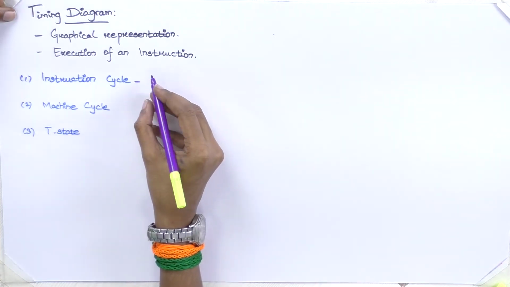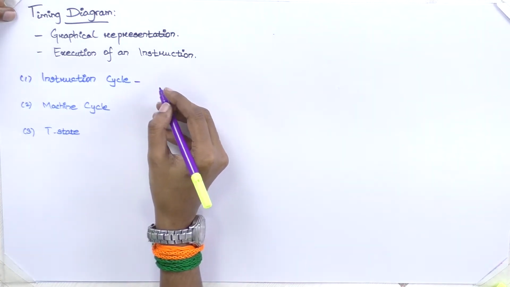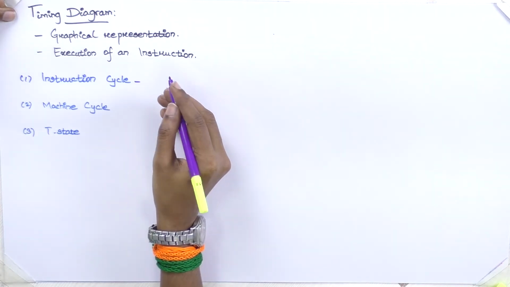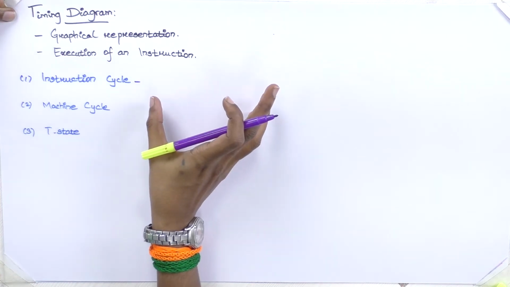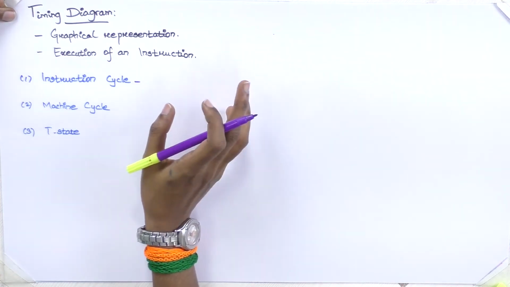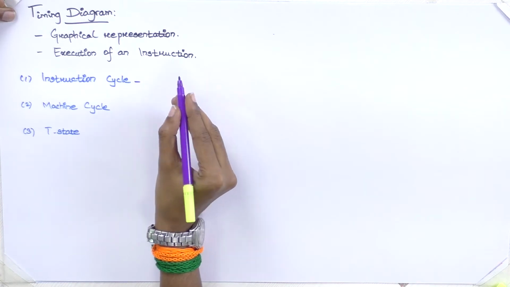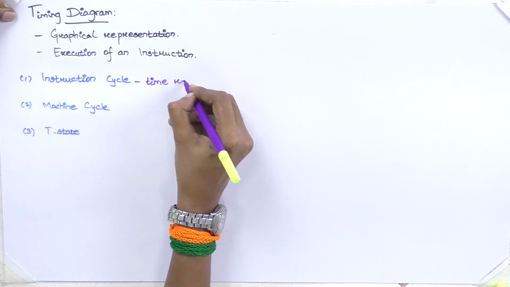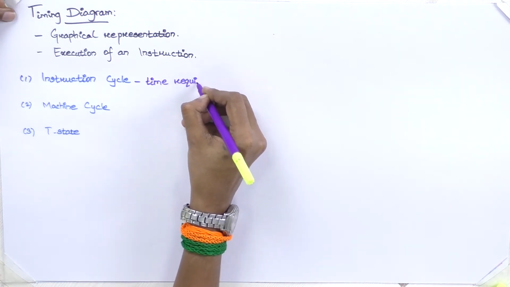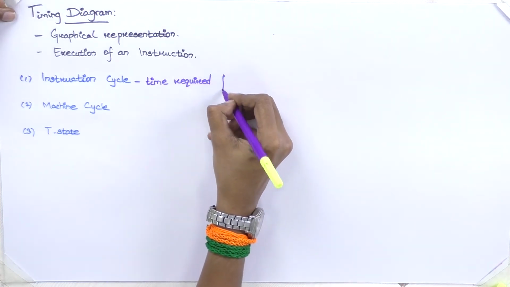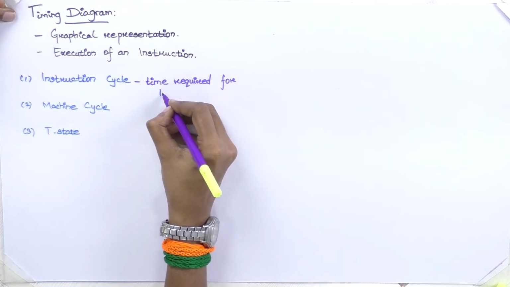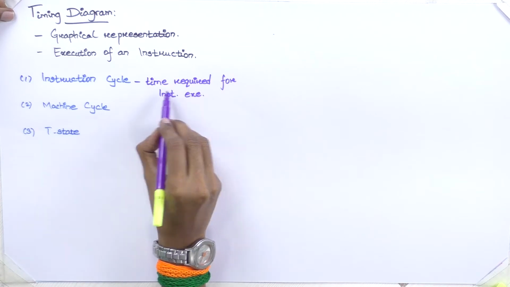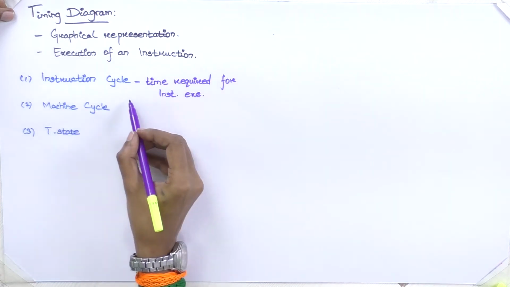So the first one is instruction cycle, which is nothing but the time that the instruction takes for an execution. The total amount of time that an instruction requires for an execution is known as instruction cycle. So the time required for complete execution is instruction cycle.